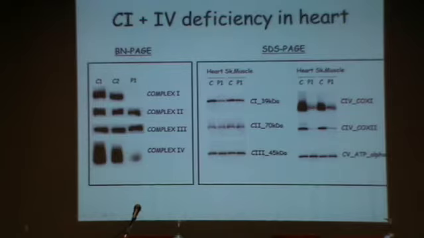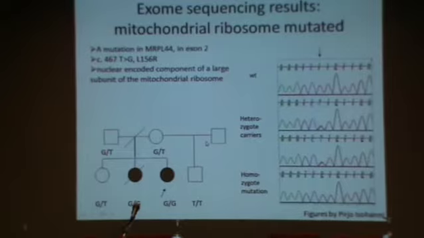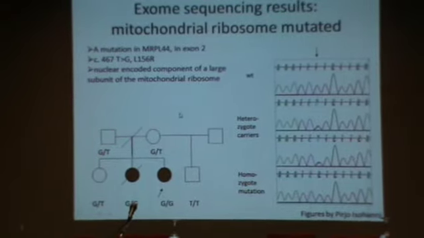Also, in this case, in this patient who had a severe disease, we found a complete complex 1 deficiency, and also a very severe complex 4 deficiency. So it was clearly a respiratory chain defect. And when we did the exome analysis, we could find mutations in the mitochondrial ribosome, the L44 subunit.